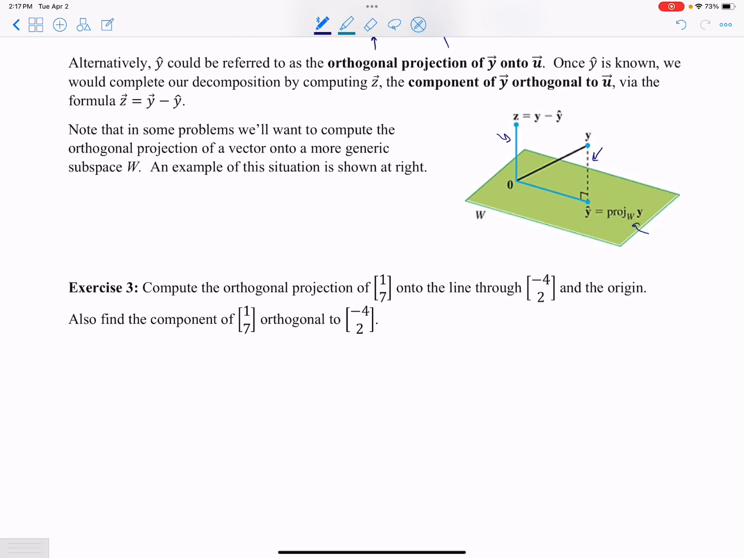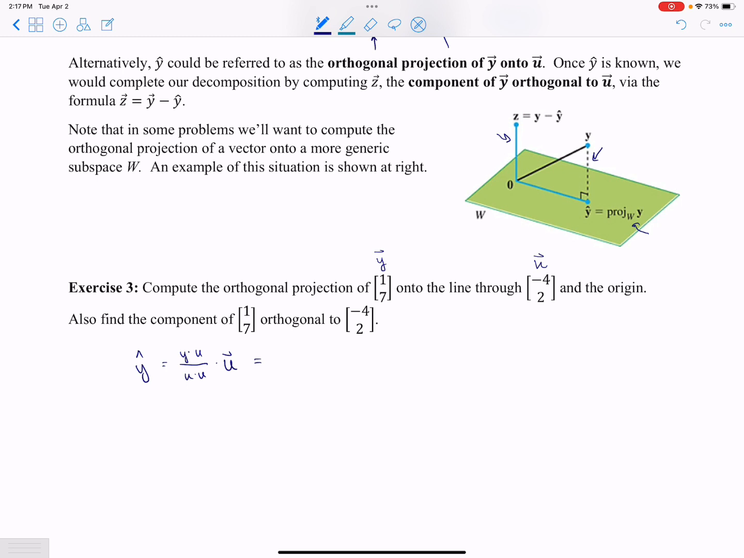So when it asks for the component, it is that difference, that line that draws down to the plane. So let's compute in exercise 3 the orthogonal projection of (1, 7). I'm going to say projection of y onto u. I know that the projection, the y hat, has to be some multiple of u, and it's y dot u over u dot u.